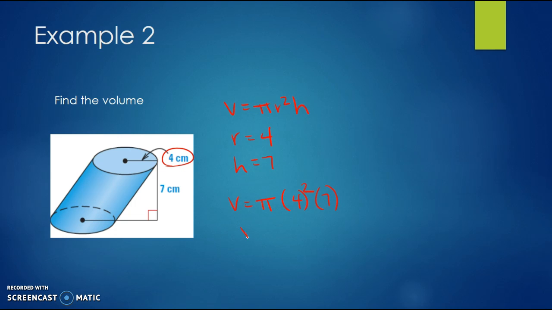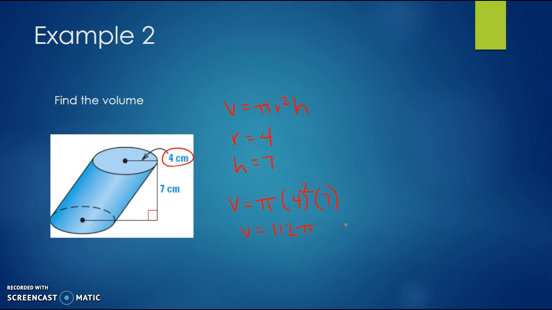So then I'm going to work with the numbers. So 4 squared is 16. And I'm going to take 16 times 7. And so right now I have 112 pi. Now, in your Math Excel work, it's going to talk about exact answers, or it'll tell you to use pi as 3.14.